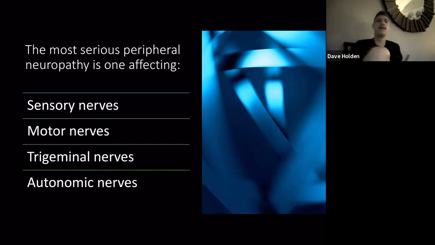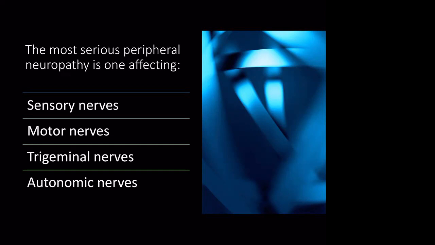Okay, next question. The most serious peripheral neuropathy is one that affects which of these nerves? The autonomic nerves. The autonomic nerves. Very good.